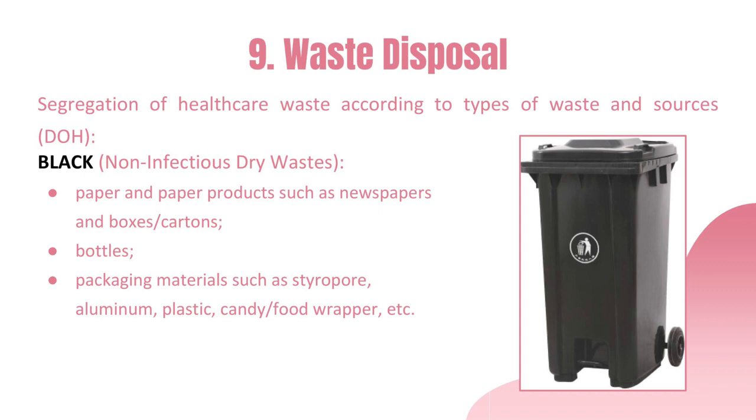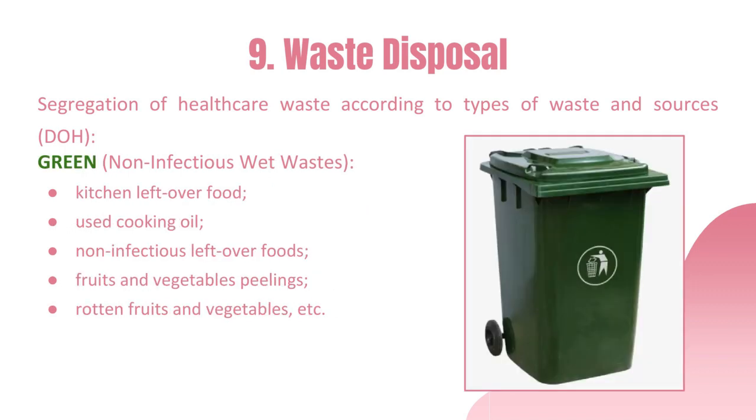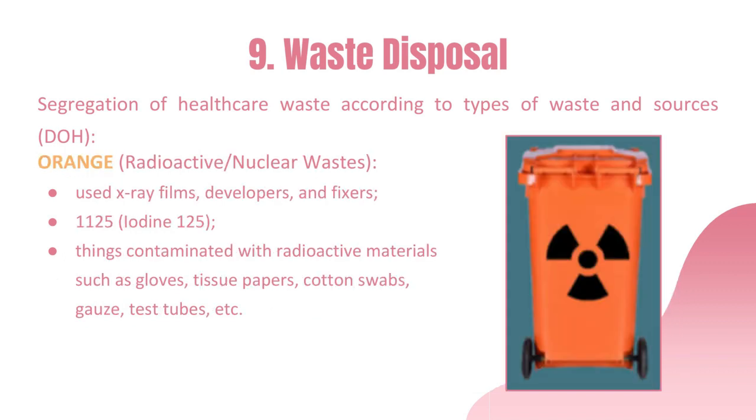Black for non-infectious dry waste. Under this are paper and paper products such as newspapers and boxes or cartons, bottles, packaging materials such as styrofoam, aluminum, plastic, candy or food wrapper, and etc. Green for non-infectious wet waste. Examples under this are kitchen leftover food, used cooking oil, non-infectious leftover foods, fruit and vegetable peelings, rotten fruits and vegetables, and etc.